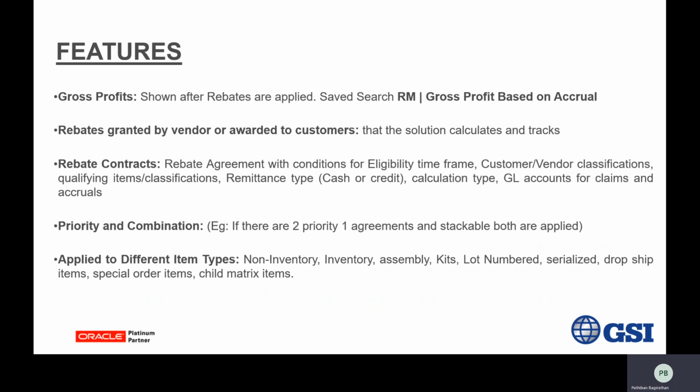And you can apply this to different item types. It doesn't have to be just inventory items. It could be non-inventory, inventory assembly, kits, lot number, serialized, dropship items, special orders, or it could be matrix items, child items in the matrix, not the parent items. So for example, if it's a shirt, which is the parent item, but you have different colors and sizes, which could be medium, extra large, double XL, green, white, and blue, all those can be categorized under child matrix items, okay? And these are some of the key features.